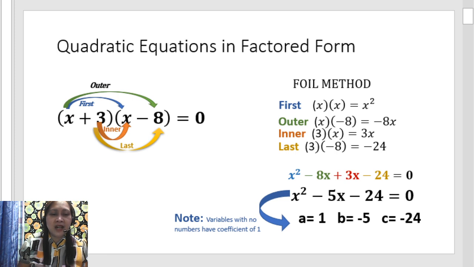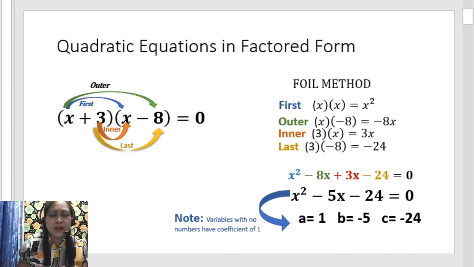So we can now identify the value of a, which is equal to 1. Note: variables with no numbers have a coefficient of 1. As you can see here, our x has no coefficient, you cannot see any number, but it is understood that there is a coefficient of 1. Our b is negative 5, and our c is negative 24.